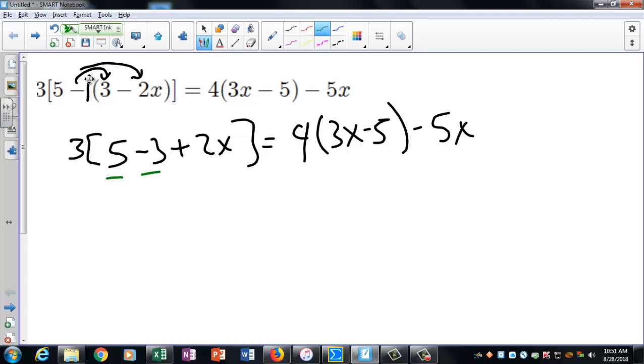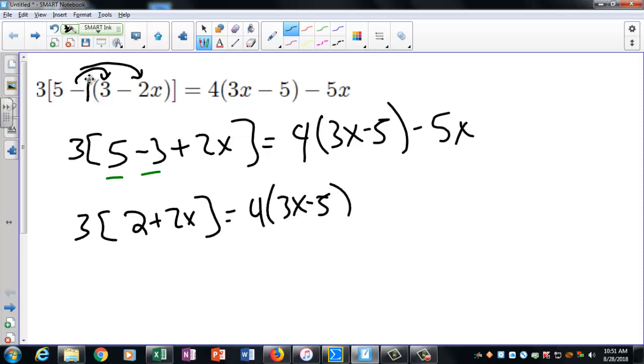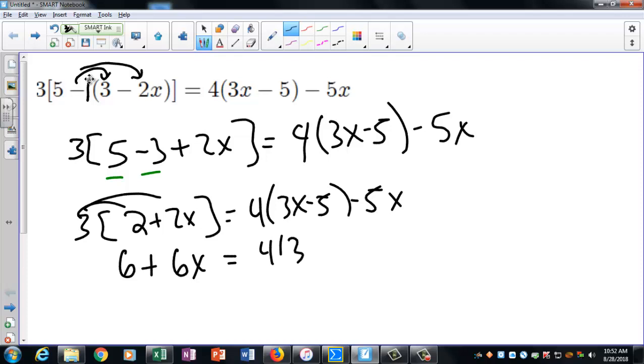We're going to combine like terms here. 5 minus 3 is like terms, so we're going to combine those together. We're going to observe that the signs are different, so we will subtract. 5 minus 3 is 2 plus 2x equals 4 times 3x minus 5 minus 5x. From there, we'll distribute here. 3 times 2 is 6 plus 6x equals 4 times 3x minus 5 minus 5x.